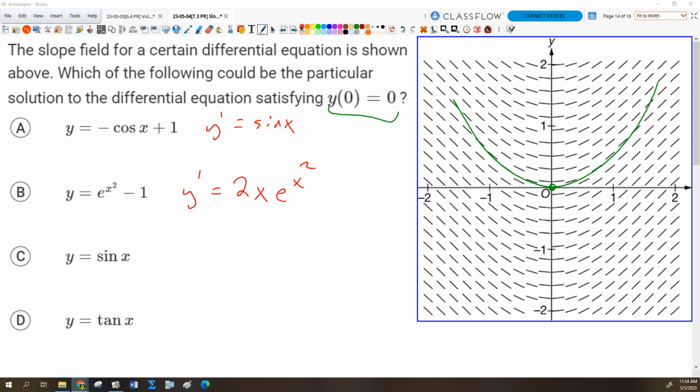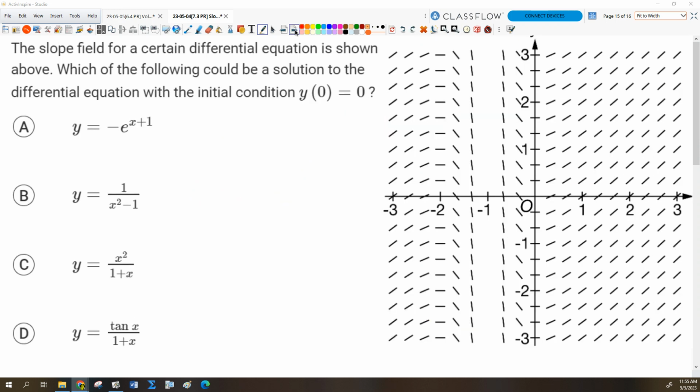What if I plug in 2? Here, sine of 2 is a reasonably small value. Here, if I plug in 2, I'm going to get something really, really big: 4 times e to the 4th. That's a huge, really steep slope, and we don't see that slope being that steep at 2. So this would have to be the cosine one. That's kind of a tough one, a little tricky.